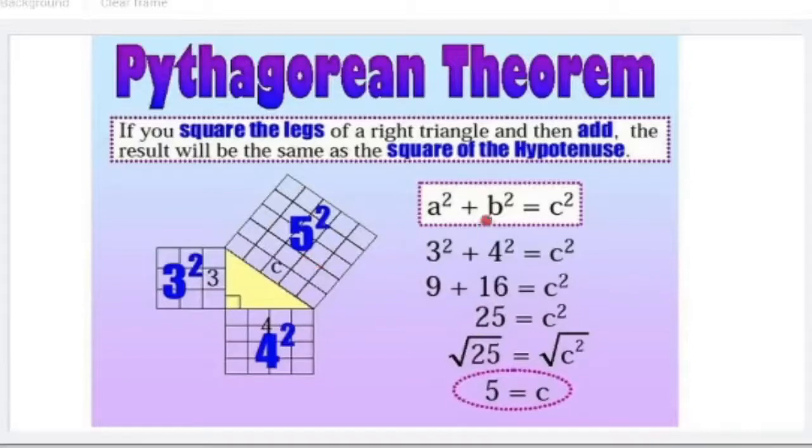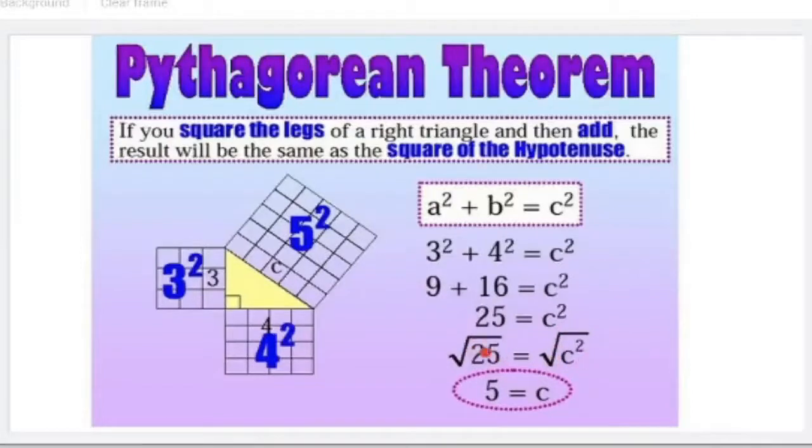That means a square plus b square is equal to c square. Here 3 square plus 4 square equal to c square, that is 9 plus 16 equal to c square. You can find out c. Suppose we had not been given c, then by using this theorem you can find out c. This is 9 plus 16, that is 25 equal to c square. So here you will take square root. This is called square root of 25 equal to square root of c square.